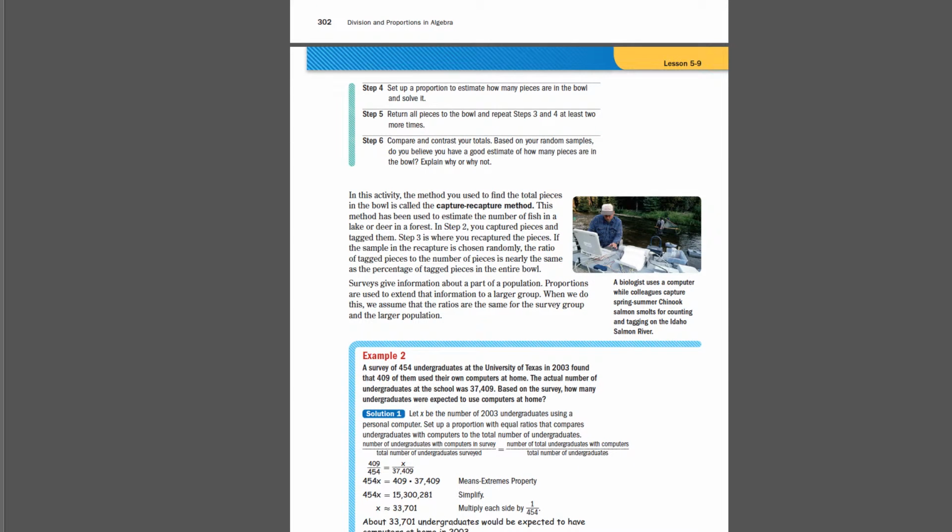This idea of capture-recapture is useful in statistics, and as we go through this we find, well, how accurate is it? As you go further on in math, you'll find there are statistical tools to allow you to evaluate this and assess the accuracy of this kind of population adjustment. Let's take a look now at example 2.